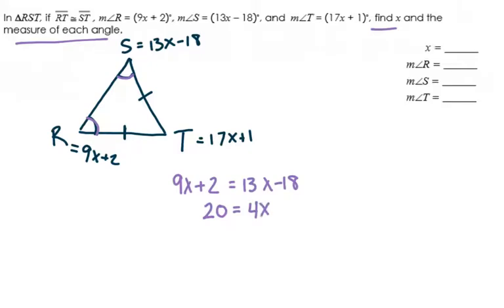Okay, so I'm going to get my x's on one side, I'm going to get my numbers on another side, and then I'm going to divide both sides by 4. So I get x is equal to 5. So I got the first part done.